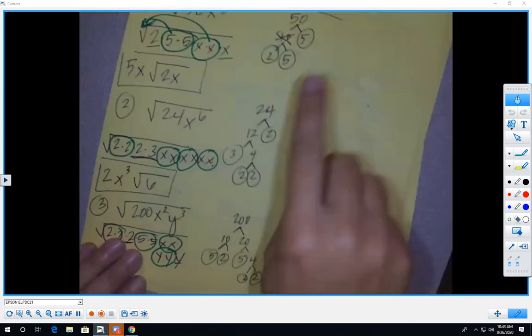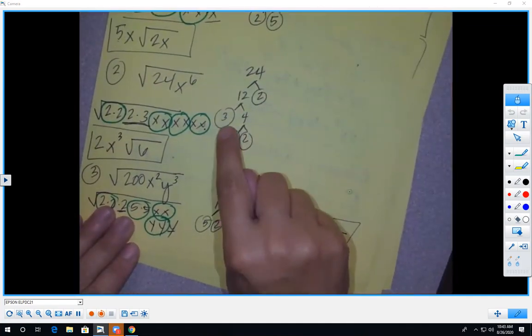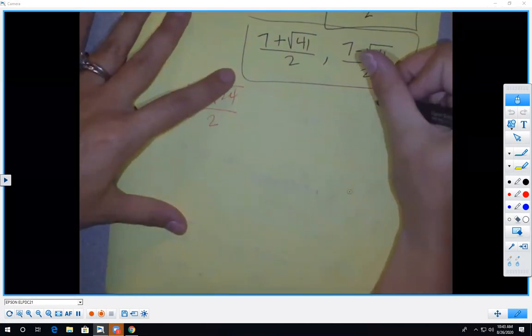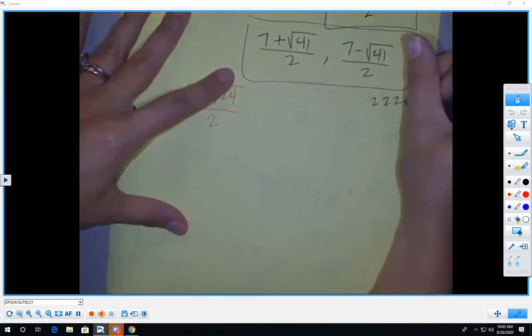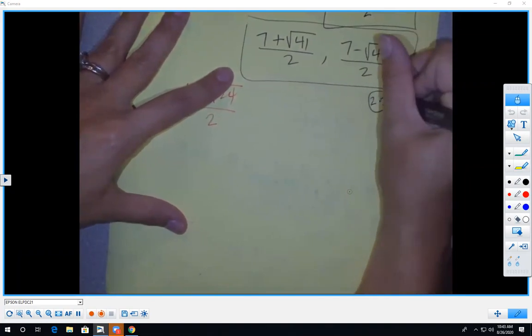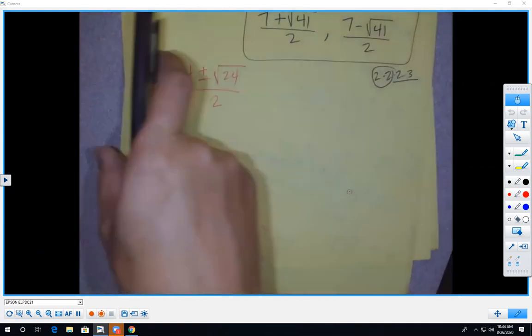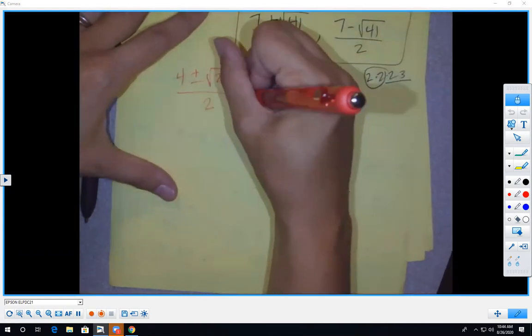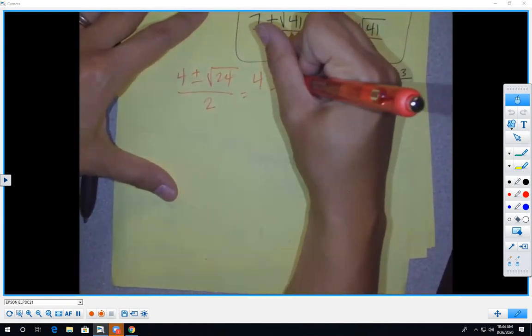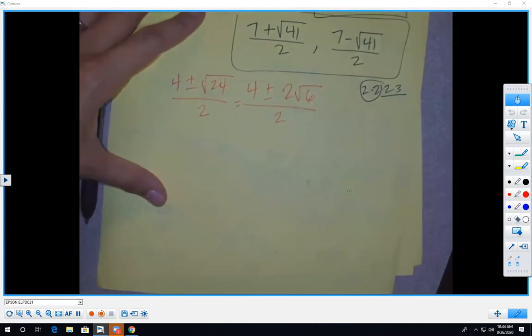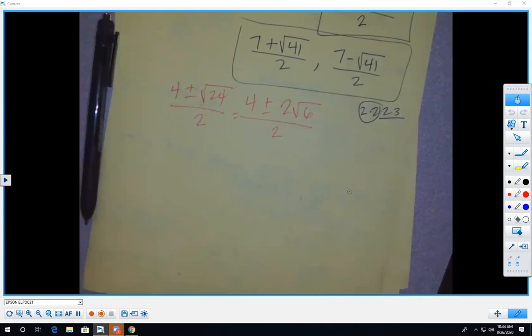It broke down into 2 times 2 times 2 times 3, right? So if I could break it down into 2 times 2 times 2 times 3, I'm pulling out a pair of 2's, leaving a pair of 2's in, right? So this would simplify to 4 plus or minus 2 times the square root of 6 over 2. Everybody tracking?